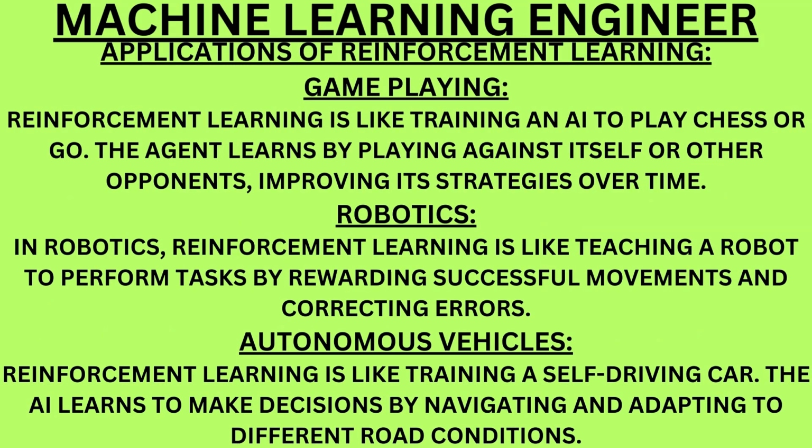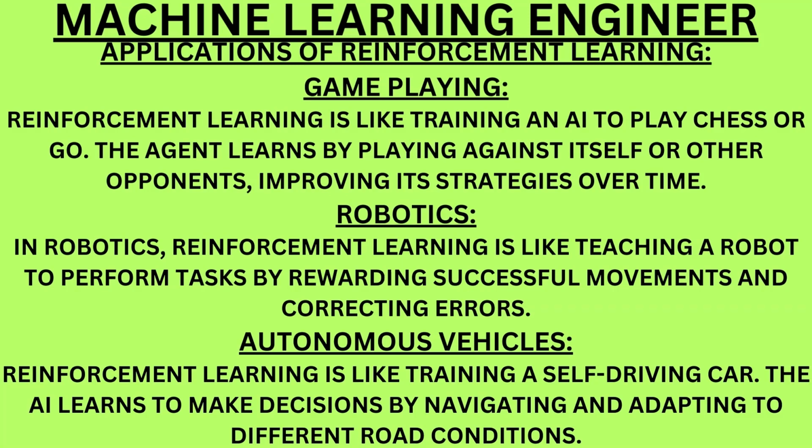Applications of reinforcement learning, game playing. Reinforcement learning is like training an artificial intelligence to play chess or Go. The agent learns by playing against itself or other opponents, improving its strategies over time. Robotics. In robotics, reinforcement learning is like teaching a robot to perform tasks by rewarding successful movements and correcting errors.